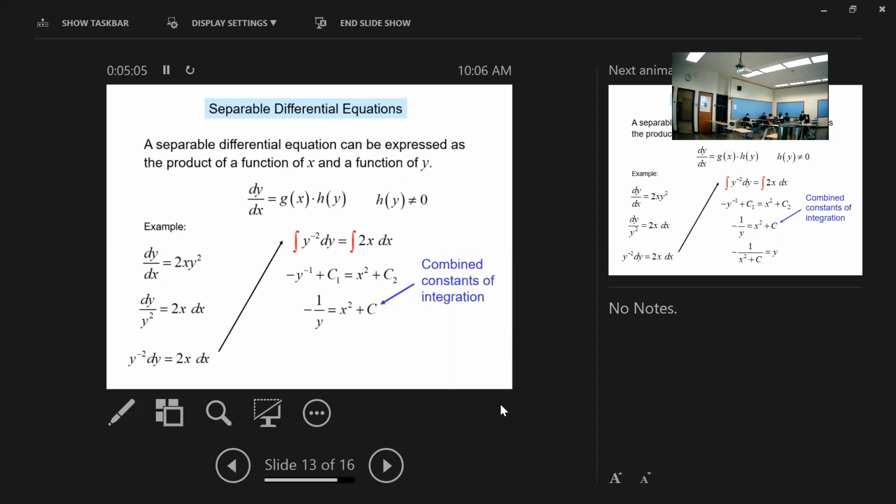Yeah, here's a good question. What is the difference between anti-differentiation and an integral? There is no difference. They're synonyms. Okay? And that's important you understand that, because they're just two ways of saying the same thing.